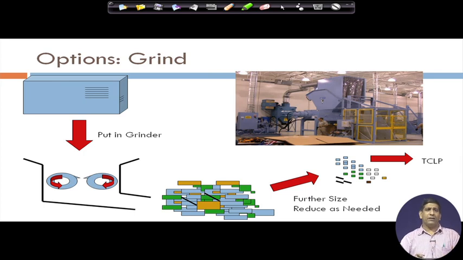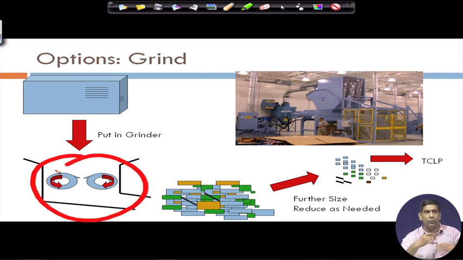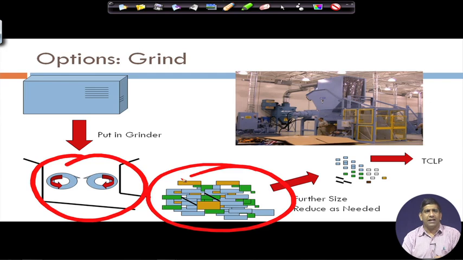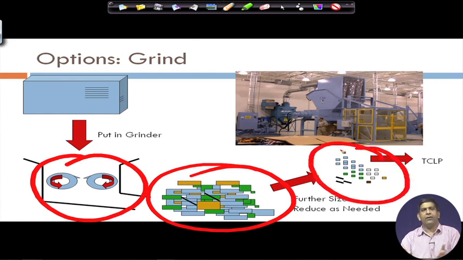More common these days, people try to use some sort of grinder, and these kinds of grinders are available in the market where you can put your e-waste in. What happens here is you put your e-waste in, which grinds those different components, and then you have size reduced electronics. From here you take the e-waste, and then size reduce it further by hand or some other means as needed for the TCLP requirement.